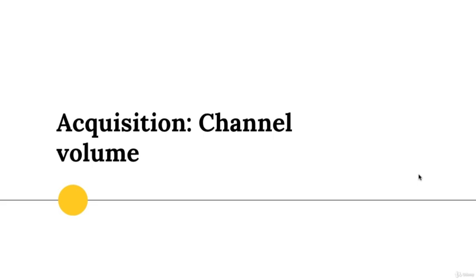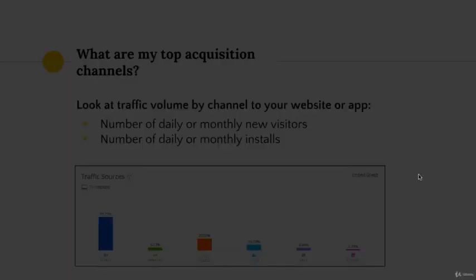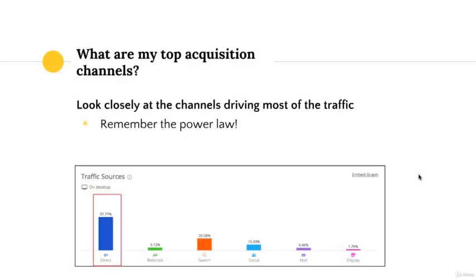The first thing you should look at when you're analyzing your existing acquisition channels is channel volume. So pull up your favorite analytics platform and find out what are your top acquisition channels. What channels are driving the most new visitors or the most installs? And then look closely at the ones that are driving the most traffic.